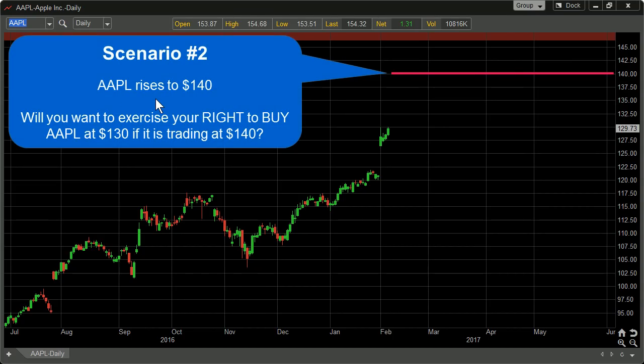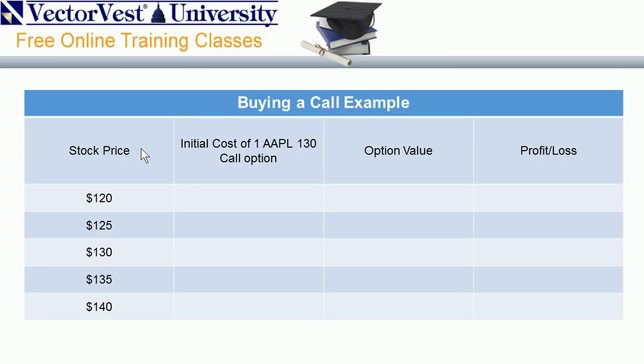Conversely, in scenario 2, if Apple were to rise to $140, would I want to exercise my right to buy it at $130? Now, the answer here could be yes, I could exercise it, or I could simply sell my option contract at a profit, because the value of that contract is going to rise as the price of the underlying stock rises. So let's break down buying a call example into our same what-if chart.